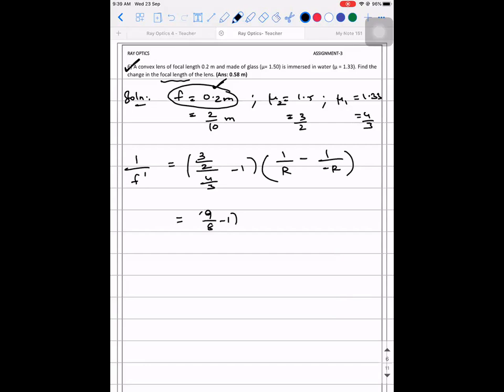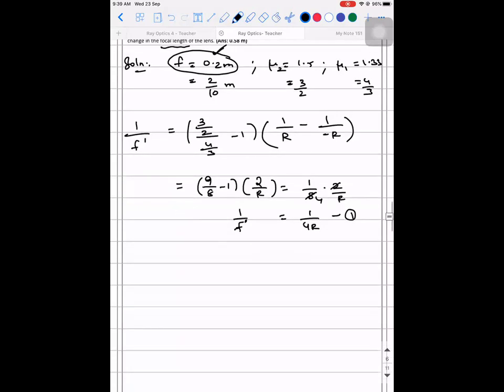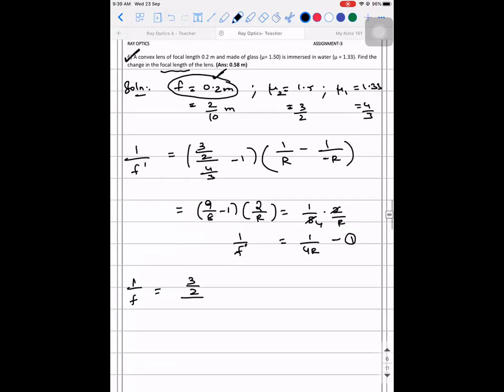So 9 by 8 minus 1, into 2 by r. Can I write it like this? So 9 by 8 minus 1 is 1 by 8, into 2 by r, that is 1 by 4r. So what is happening to the focal length? Is it increasing or decreasing? That's what we need to find, no? So if I take this as 1, then the original focal length would have been like this. Now 1 by f is equal to 3 by 2 divided by 1, with mu2 fixed at 3 by 2. In the first scenario, what was the outside medium? Air, when it was 0.2.